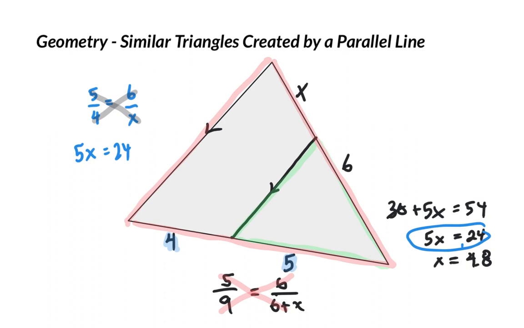Now, on the other hand, if you said, well, no, I want to know the entire side length, well, then yeah, you'd probably want to go at it this way. But either way, for the whole side length, you just add 6 and 4.8 and get 10.8. So you have options when you're creating similar triangles by a parallel line to one of your sides.